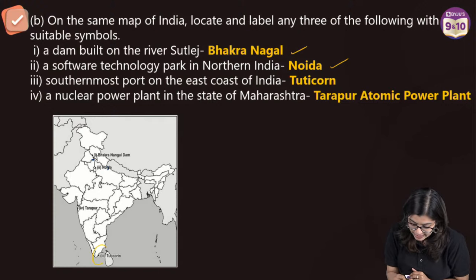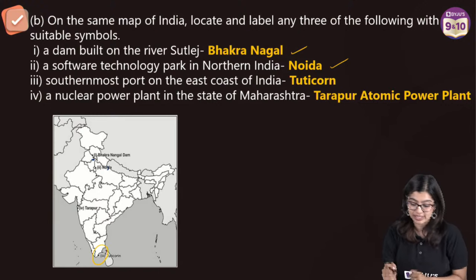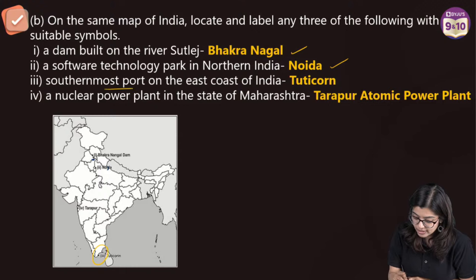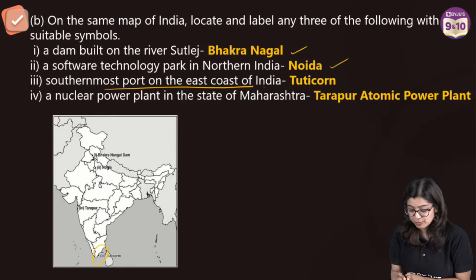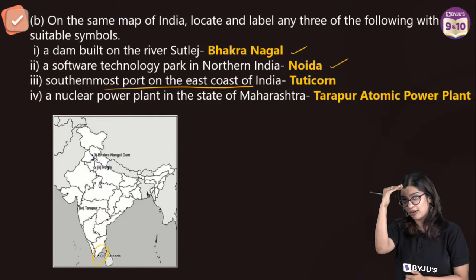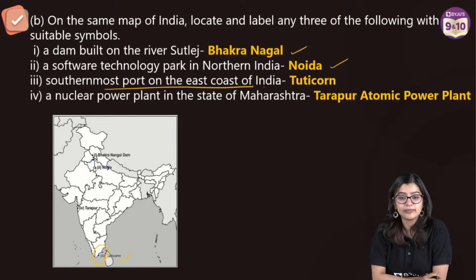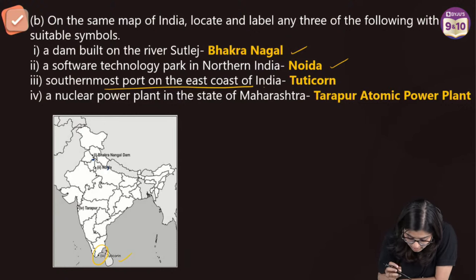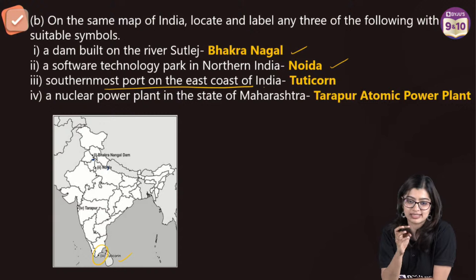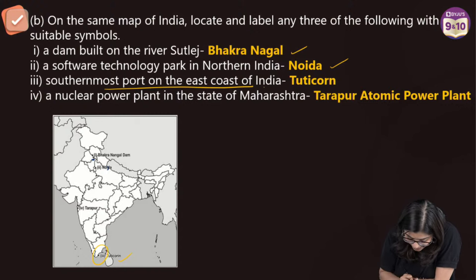Southernmost port on the eastern coast, right? They have specified it. Southernmost port on the eastern coast, which means that even though you have Chennai, they're talking about the southernmost, which means it has to be Tuticorin. Ma'am, I marked it. Yeah, you lose marks there. No. See, this is where Noida has to come.